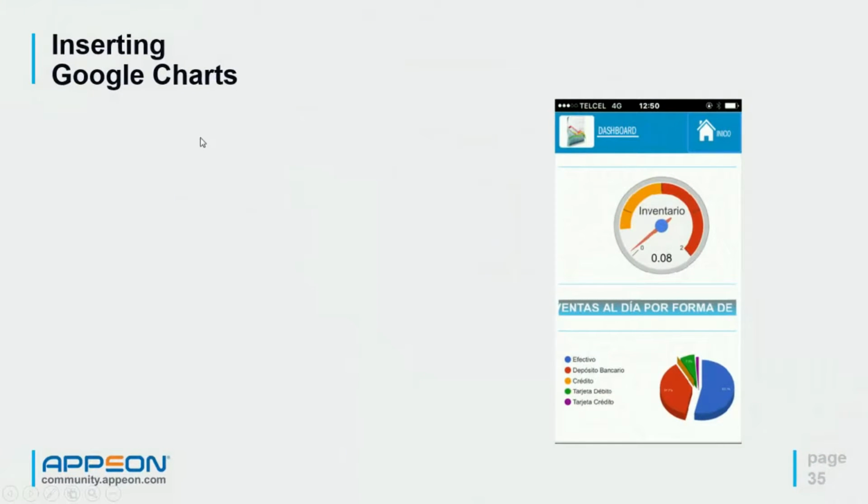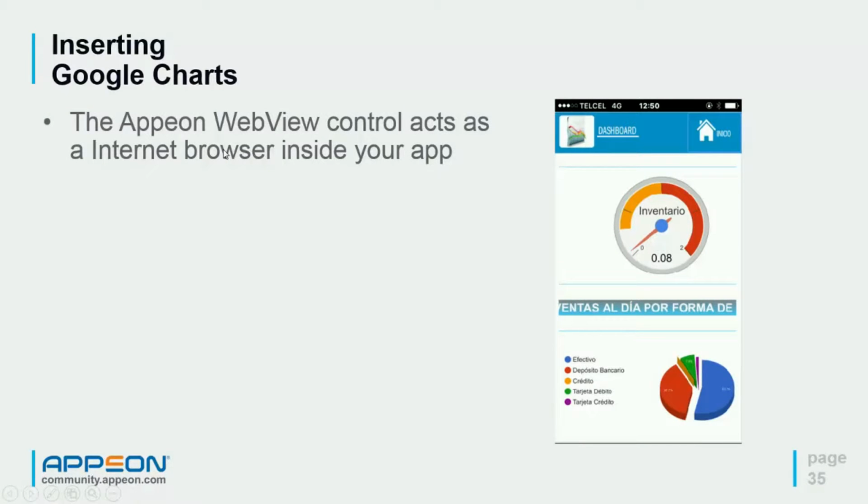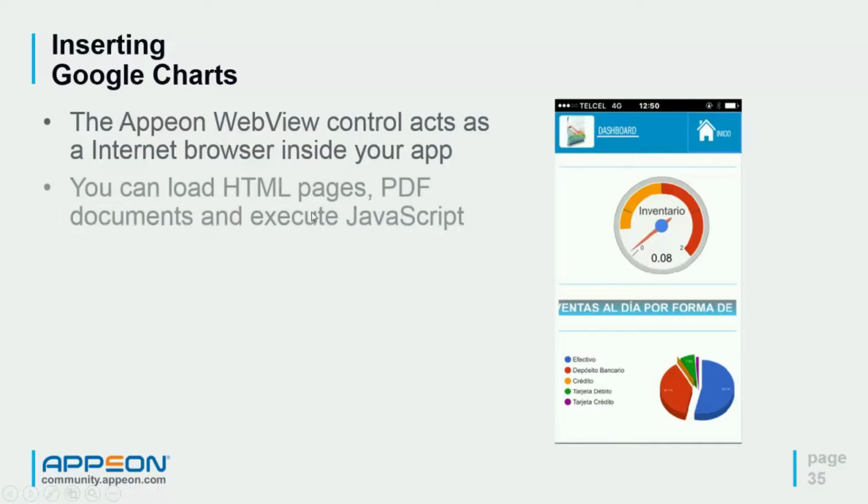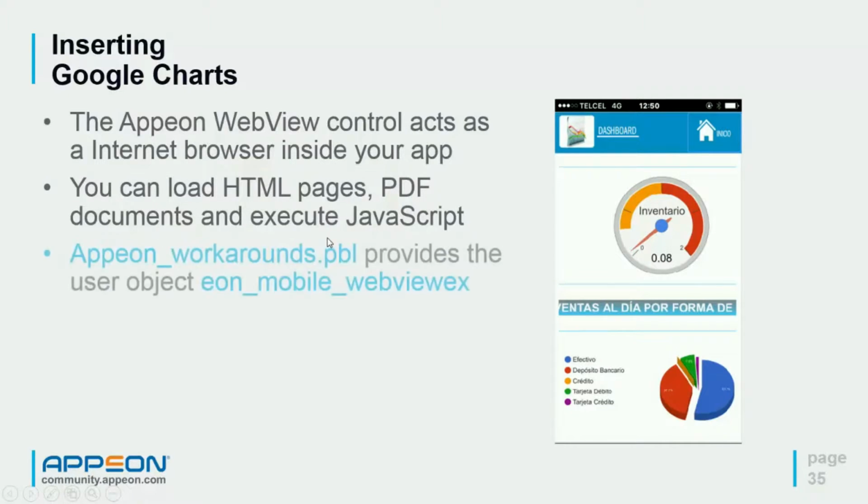Okay, Google Charts. That's a very nice thing that Appeon added, the web view control. The Appeon web view control acts as a web internet browser inside your application. You can load HTML pages, PDF files, and execute JavaScript. Appeon workarounds provide the user object Eon Mobile Web View, so you basically insert this object right here.